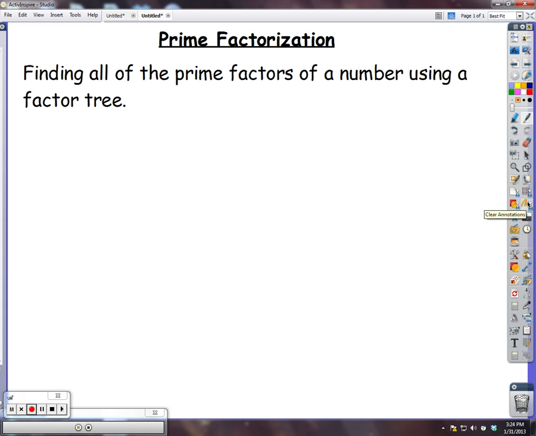Let's look at another example. Let's take 40 and find the prime factorization for 40. Once again, remember you cannot use the number 1 in your factor tree. So as a factor pair, I could use 2 times 20 to begin with. I could also use 4 times 10. I could use 5 times 8. So any of these would be fine to begin with.